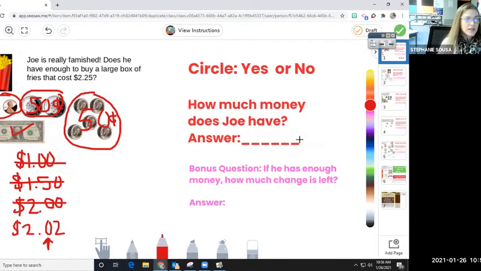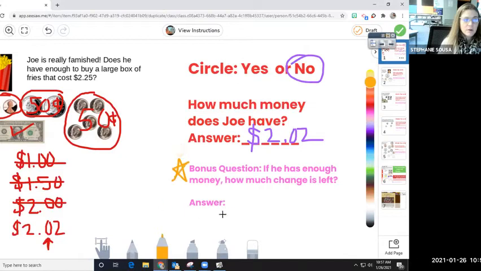So the question is, how much money does Joe have? Joe has $2.02. Okay, so we have $2.02. So does he have enough? No, he does not.